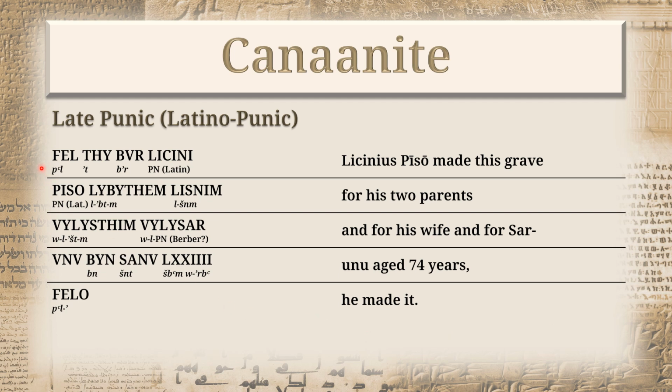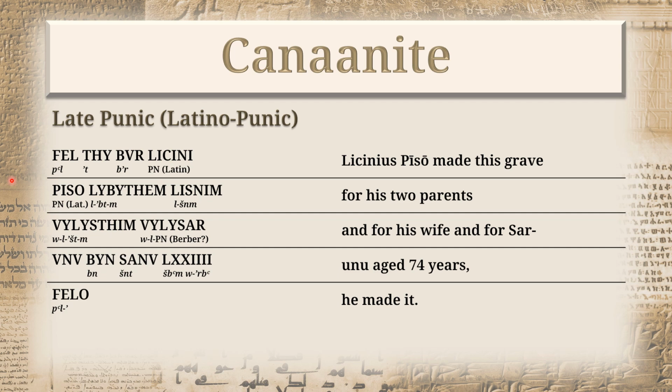So you can see what I've done here is I've transliterated the Latino-Punic into what it would be transliterated if it were written in the Phoenician alphabet. So you can see Fal is transliterated as a P ayin lamed because it was Pa'al at some point. Okay, so now let me read this to you. First the whole thing and then chunk by chunk. Fal tebur likini pisu libetim lisnim wilestim wilesarunu bin sanu sabim warbo falo.